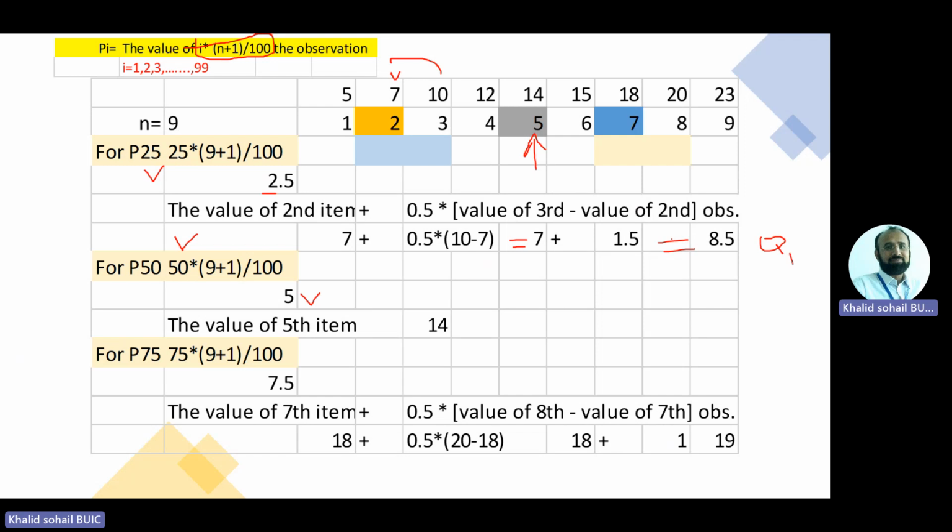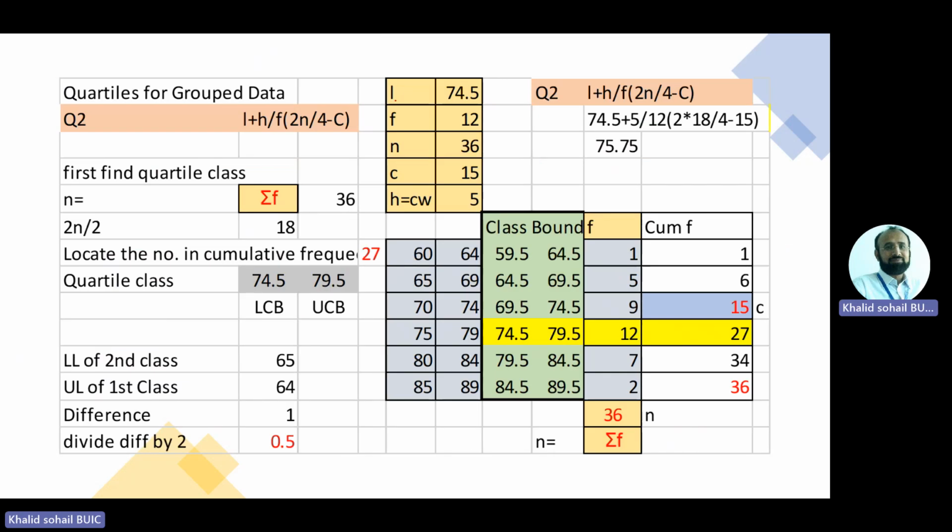So this is about the calculation of quartile, decile, and percentile for ungrouped data. For grouped data, for example, we want to calculate the second quartile. So we should have this formula, and the general formula I have already shown you in the previous slide. Now here, first we find the quartile class. If we are interested to find the second quartile, then 2n by 4, we are getting 18.